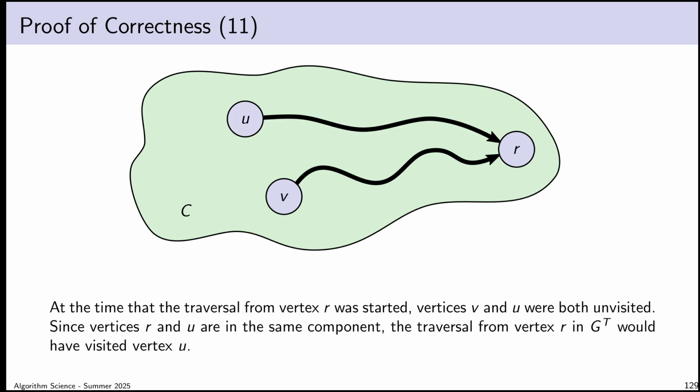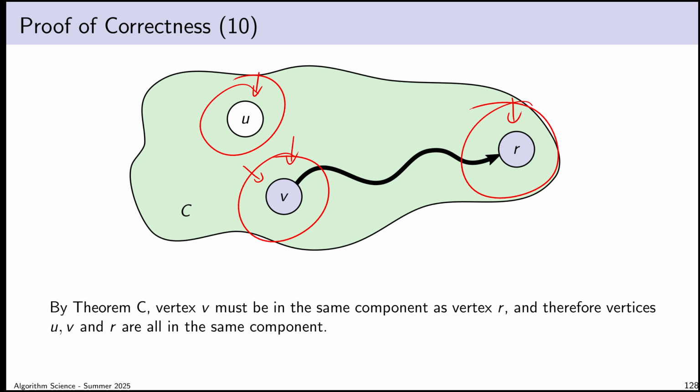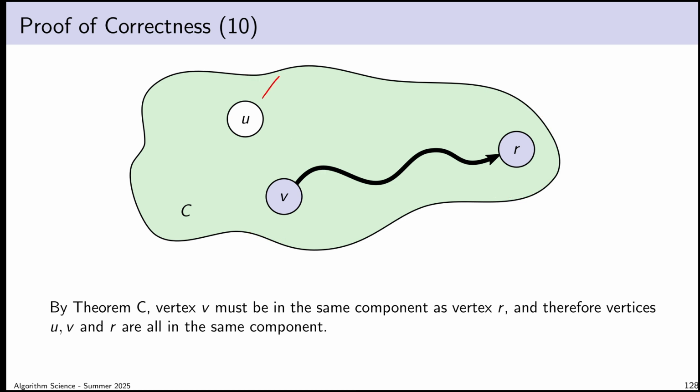All right, so at the time that the traversal from vertex R was started, both vertex U and vertex V were unvisited. And the reason I know that is, at this state in the future, where I'm about to start a traversal on vertex U, obviously vertex U is unvisited. How would I start a traversal on it if it were already visited? And vertex V got visited by the traversal from vertex R.